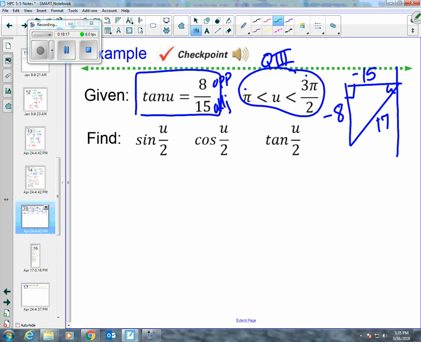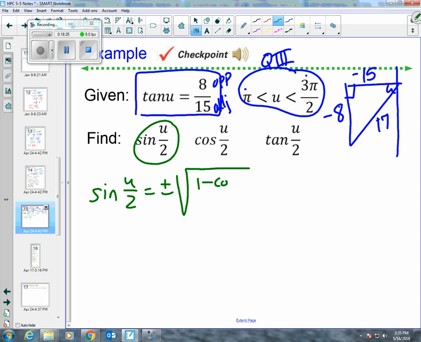Now you can find anything you want in that U triangle. So let's try the first part. We're going to do sine of u over 2. I'm going to write out the formula first. So plus or minus the square root of 1 minus cosine of u over 2. Okay, so our first order of business is we have to figure out, is it plus or is it minus? Let's take a look at the angle. U over 2. We got to figure out what quadrant that's in.